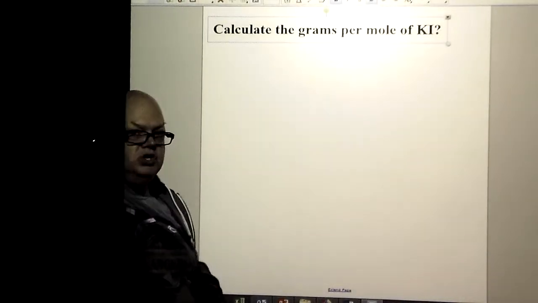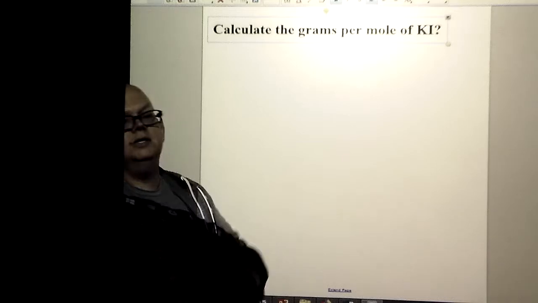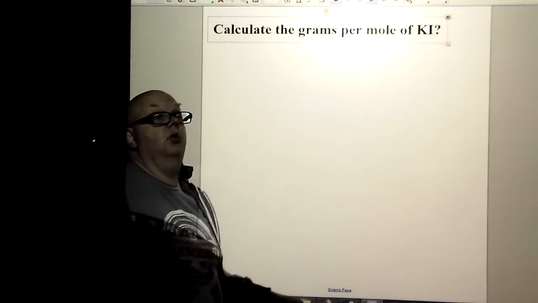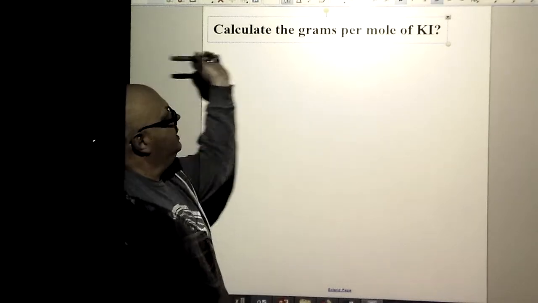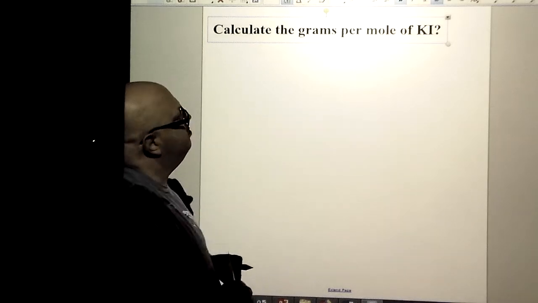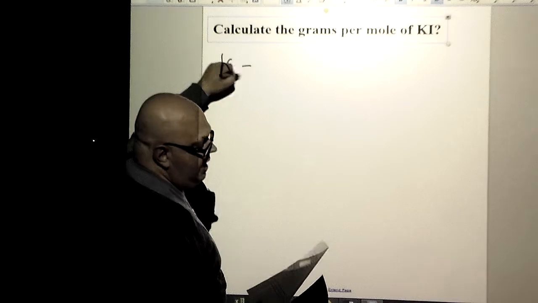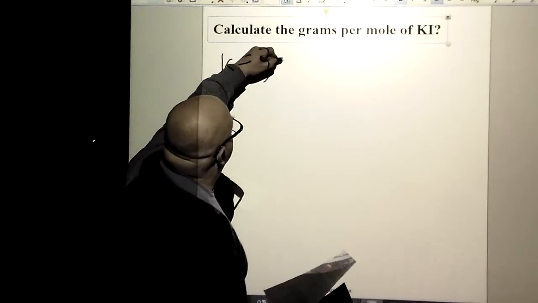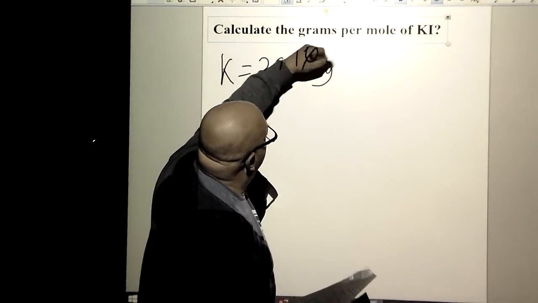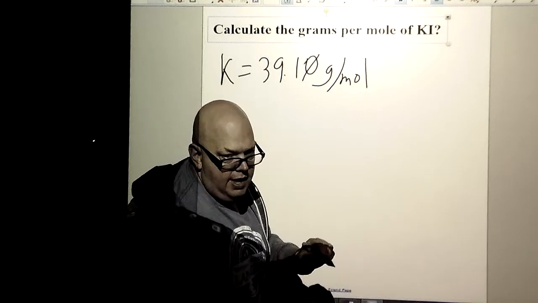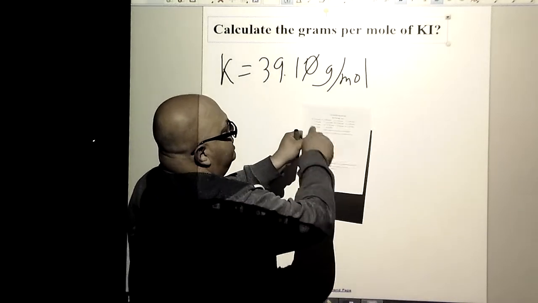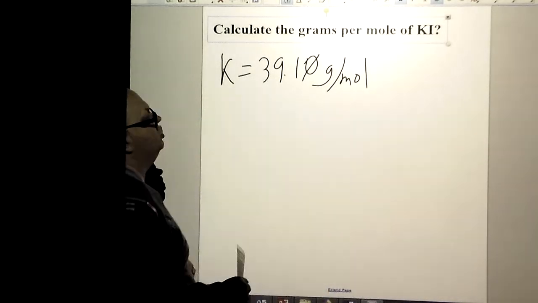All right. So this is the chapter 9 practice test answer key. How do I do it? Calculate the number of grams per mole of KI. Well, if we look, K is potassium, and potassium is 39.10 grams per mole. Where do I get that information? On the test, there's going to be a mini periodic chart.